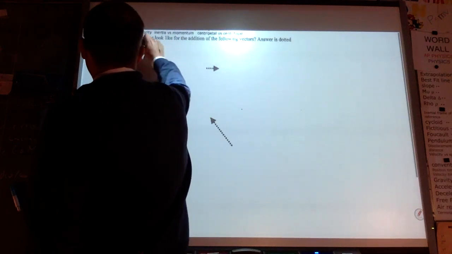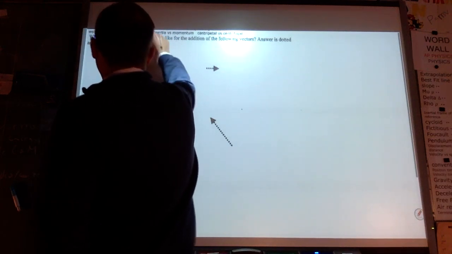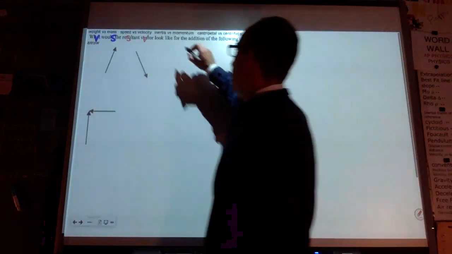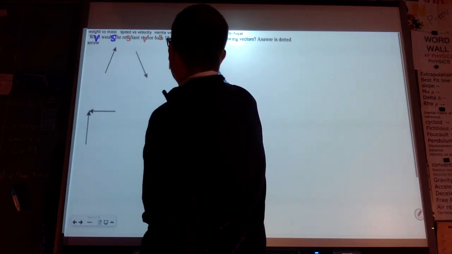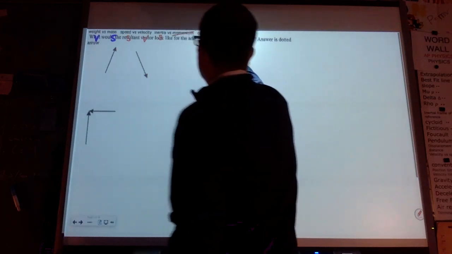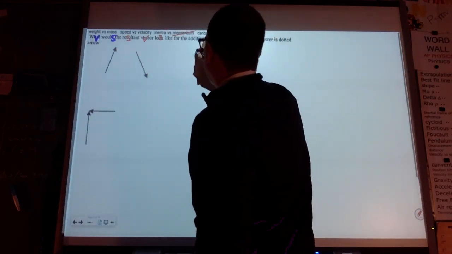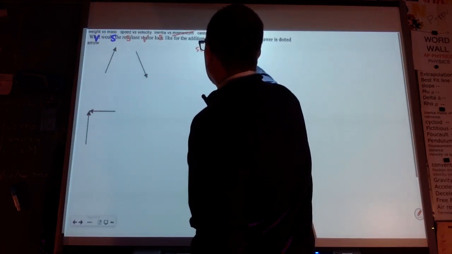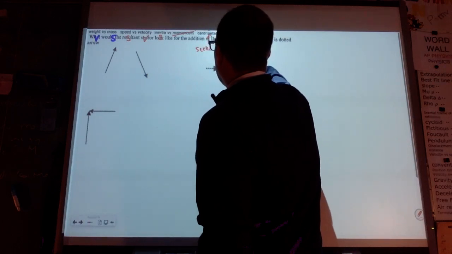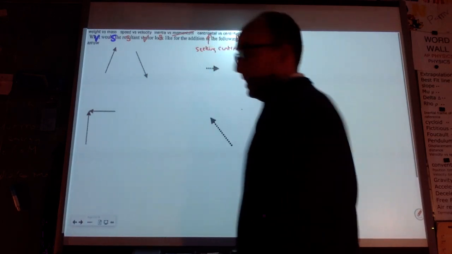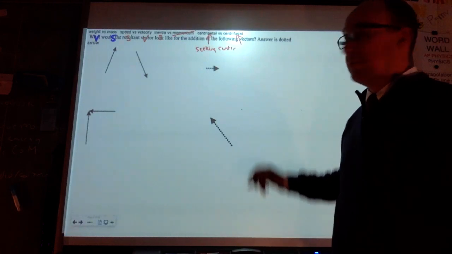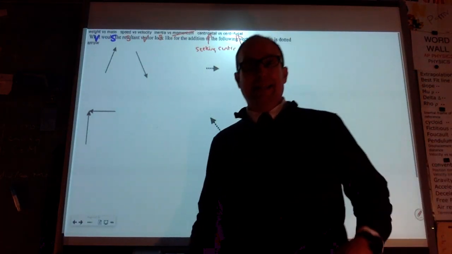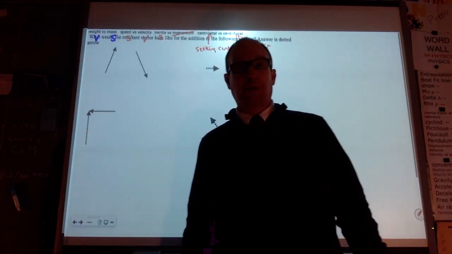Speed is our scalar. Velocity is a vector. Inertia is a scalar. We don't need to know momentum. Centripetal is center seeking. And centrifugal is really just inertia. So it's an object's tendency to try to keep moving in a straight line.